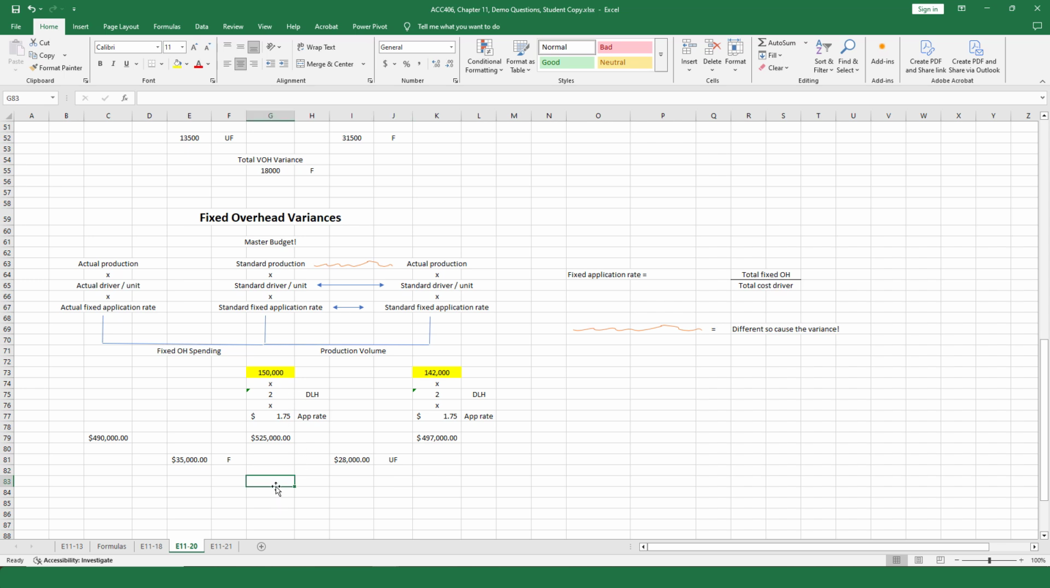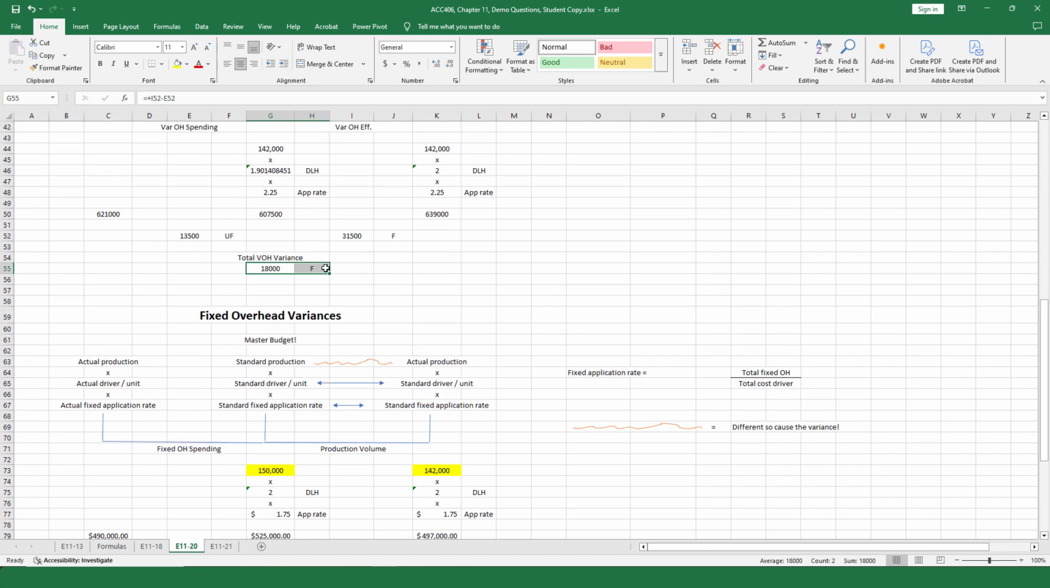Difference is, of course, going to be the total fixed overhead variance. Now, remember, I take the larger and subtract the smaller. And the larger one, favorable. So this is overall favorable. We spent less, and that managed to overcome the fact that we produced less and wasted some of our resources. So we have an overall favorable variance here of 7,000, and we have an overall favorable variance here of 18,000.